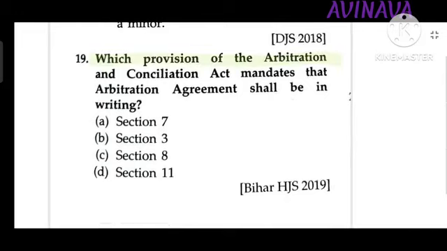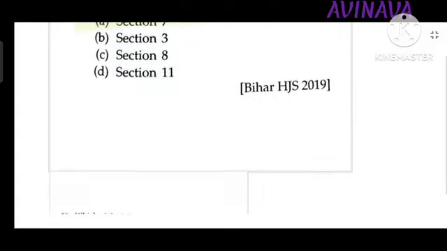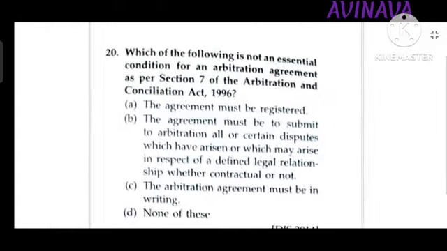Which provision of the Arbitration and Conciliation Act mandates that an arbitration agreement shall be in writing? Section 7. Which of the following is not an essential condition for an arbitration agreement as per Section 7 of the Arbitration and Conciliation Act? The agreement must be registered.